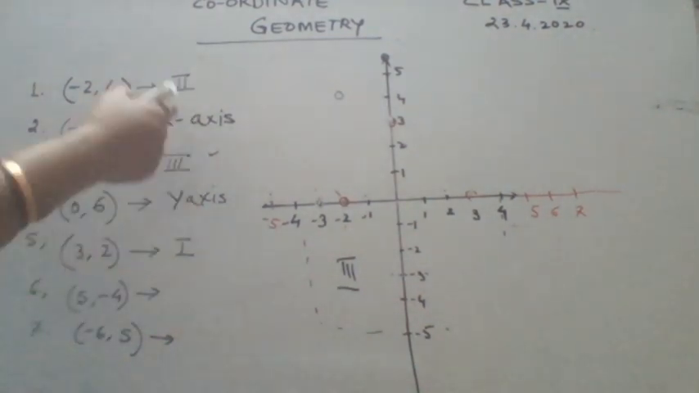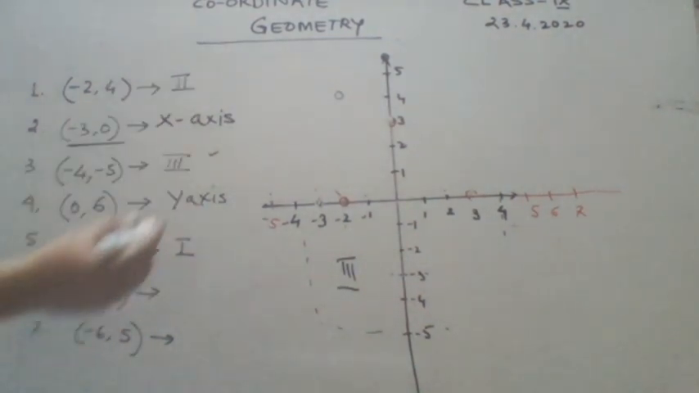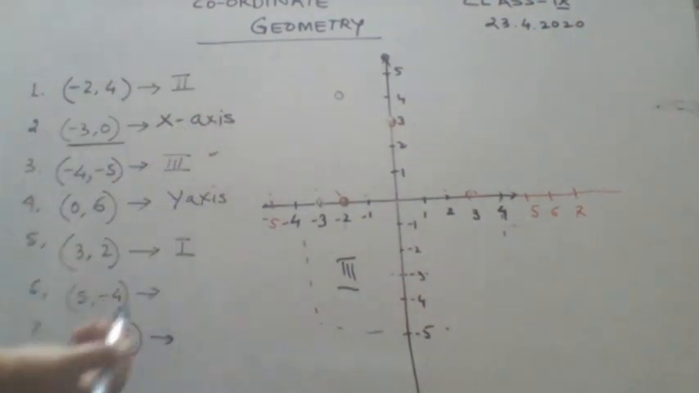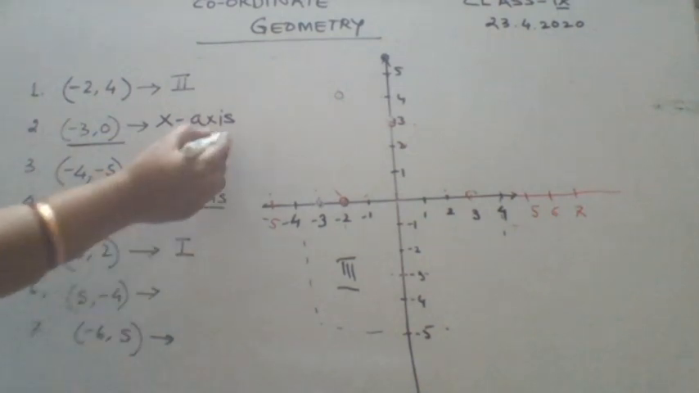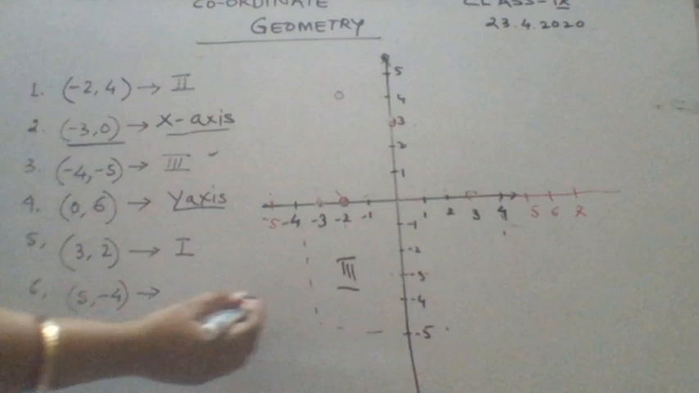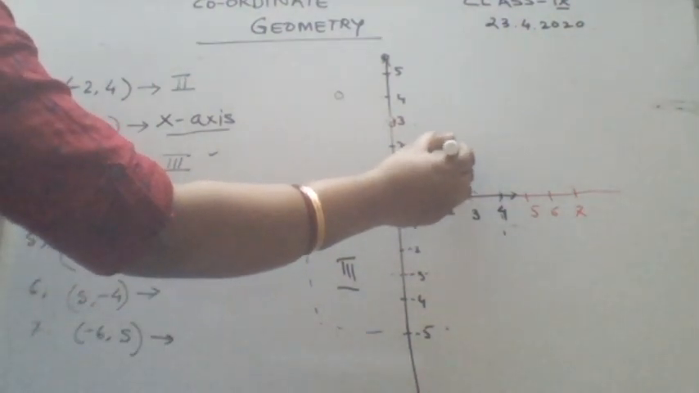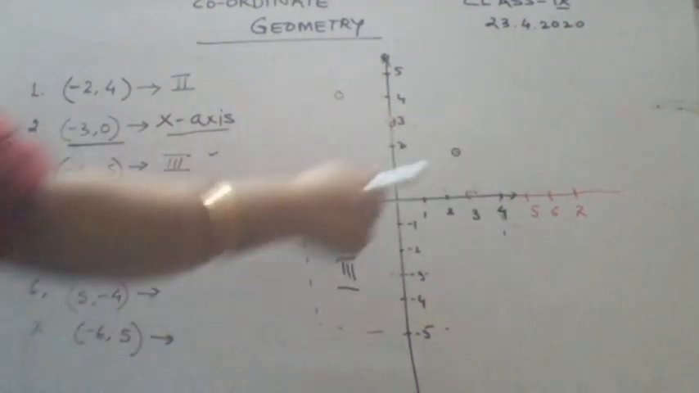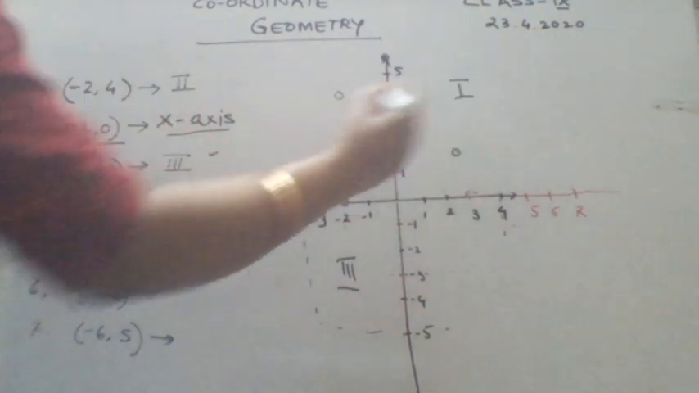Some mistakes are there. Some of you are writing it as first quadrant or like that. But this is no quadrant. These are the axes. Then 3 comma 2. X is 3, y is 2. That is this point. That is in the first quadrant. This is your first quadrant.